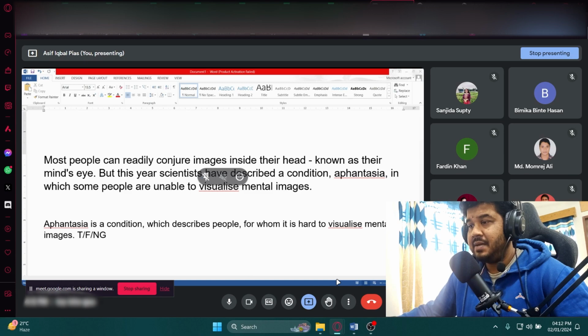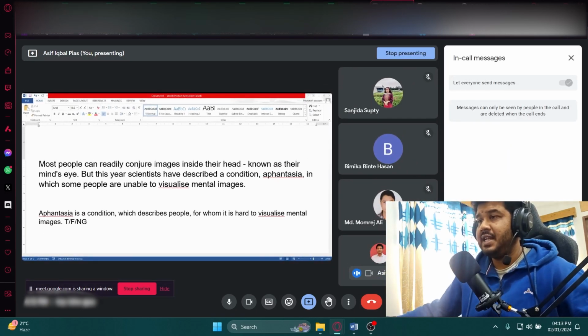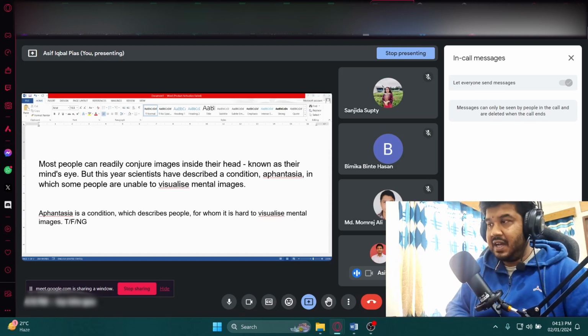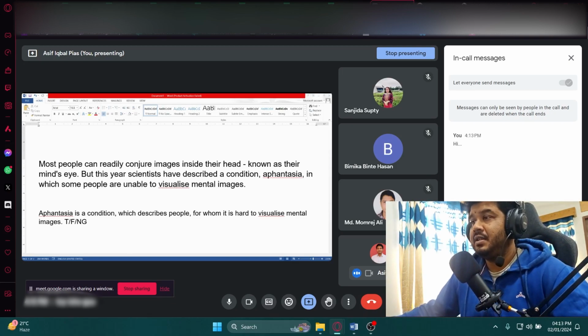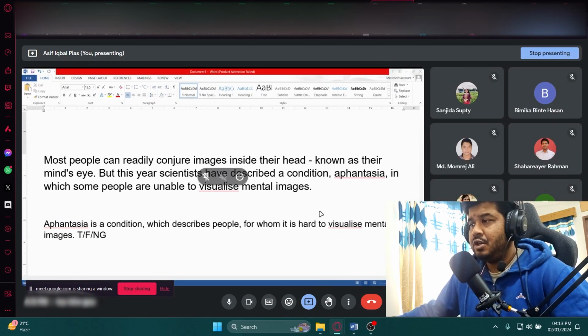Can you find the chat box? Most of you are joining from phones. You should find somewhat like a chat box. I'll give a hi in the chat box. There you go. I think you should be able to find it. So you can just type in your answers, all right? Just T, F, or NG is enough. So 2 minutes. Your 2 minutes starts now.